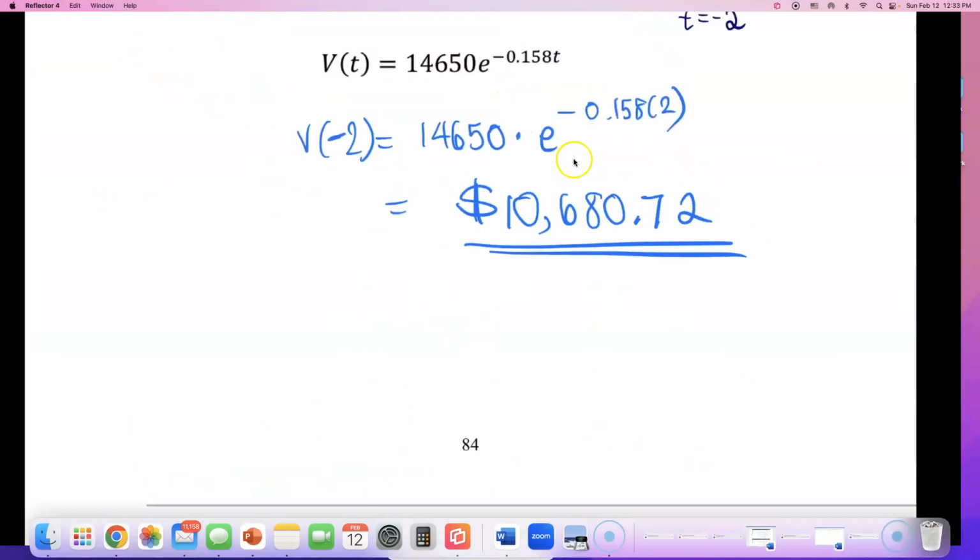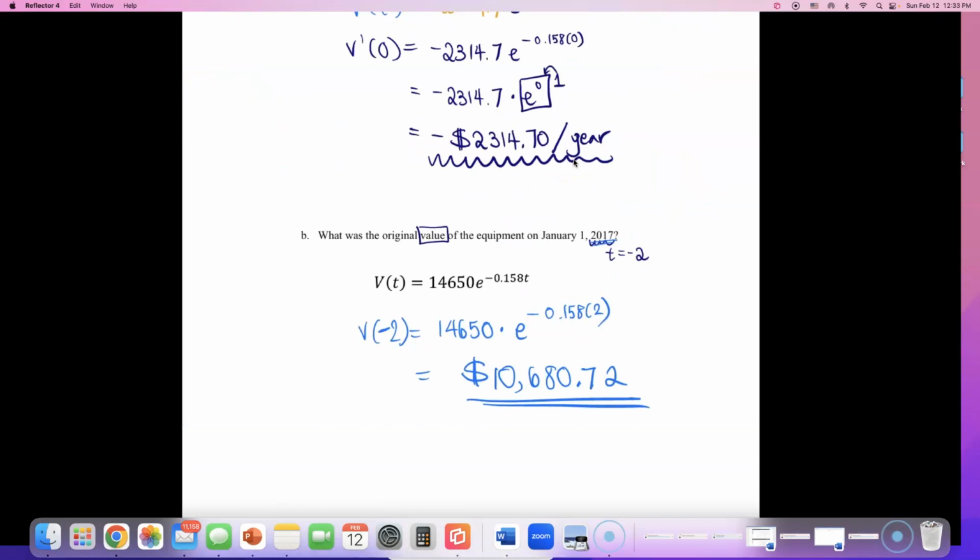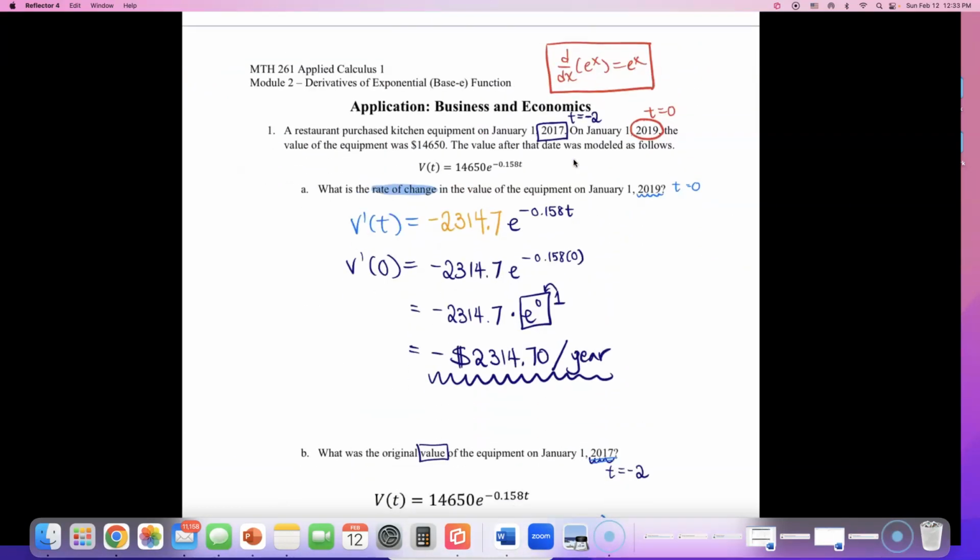All right, so that's it for this problem on page 84. I think there is a similar problem on your homework, so maybe that's why I included this example. But I think this one was interesting because we actually plugged in a negative value to find the original value of this machine.